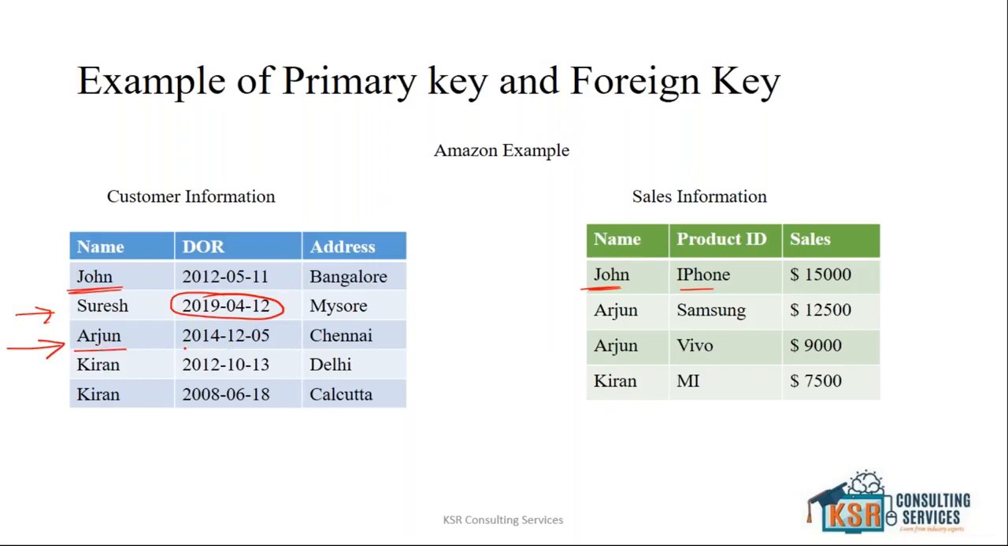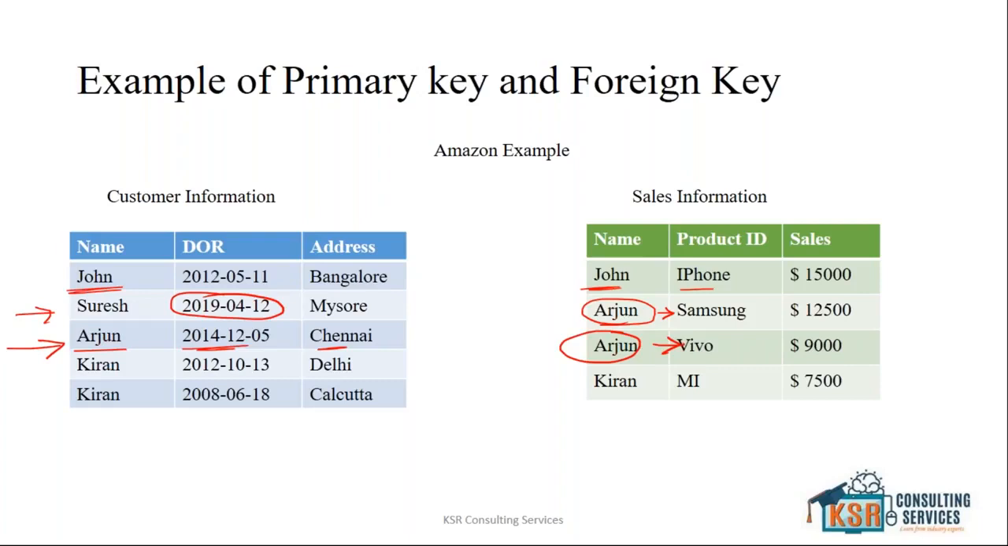This guy who got registered in 2014 is from Chennai. He has purchased one Samsung phone, one Vivo phone. This guy is a very active customer. I think he's very fond of mobile phones. He has purchased 2 phones.